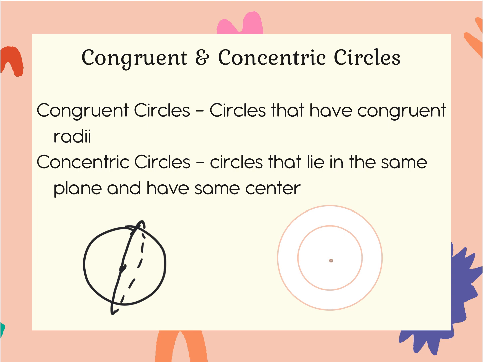Now, concentric circles, which in this case is this one, they lie on the same plane. So you see we have the outer edge of one circle and the outer edge of the other, and they share this same center. It kind of looks like a bullseye. This is a very common example. So a bullseye example for the concentric circle.